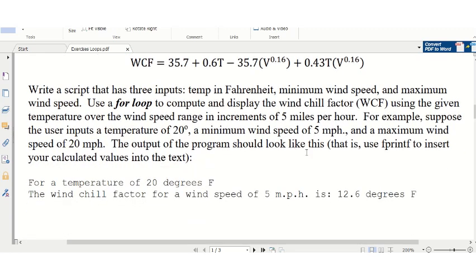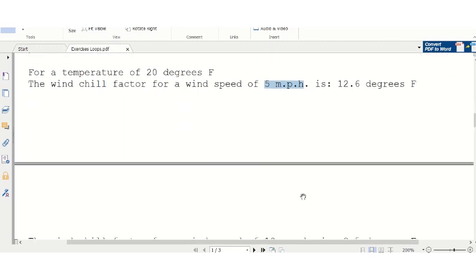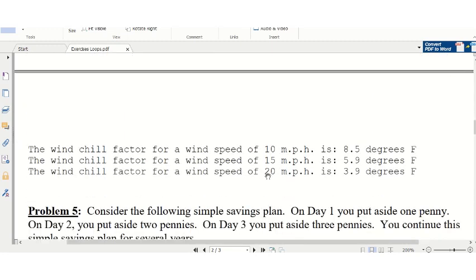So the output of the program should look like this. For a temperature of 20 degrees, the wind chill factor for a wind speed of 5 miles per hour is 12.6 degrees. We are going to calculate this WCF value, 12.6, from the formula. Then the next increments are 10 miles per hour, 15 miles per hour, and 20 miles per hour. The corresponding WCF values will also be shown here. That program I will show you.